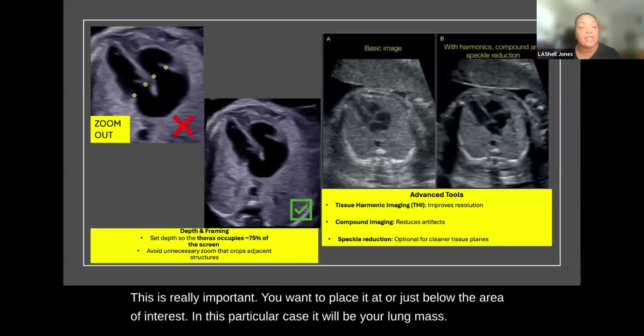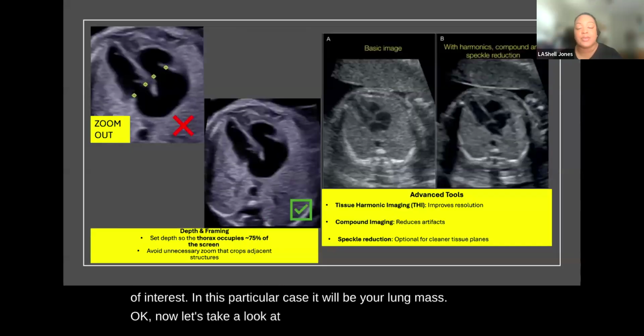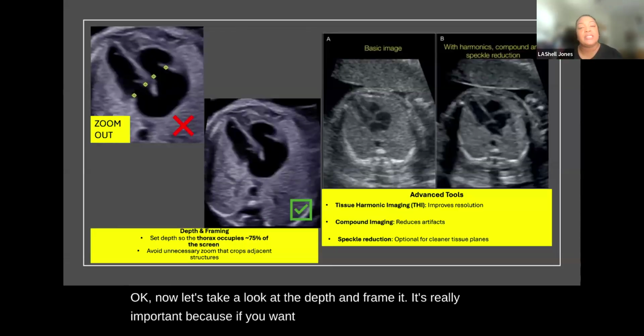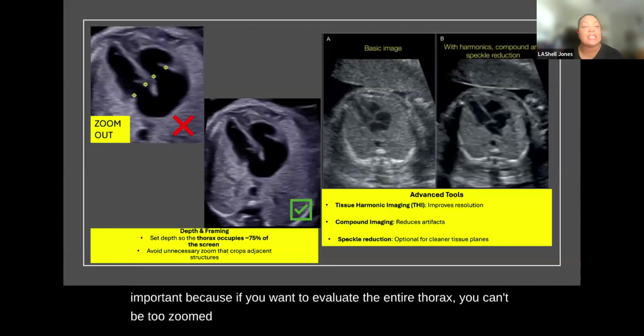Okay. Now let's take a look at the depth and framing. It's really important because if you want to evaluate the entire thorax, you can't be too zoomed in, as you can see in the example.